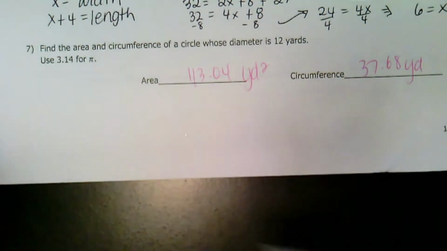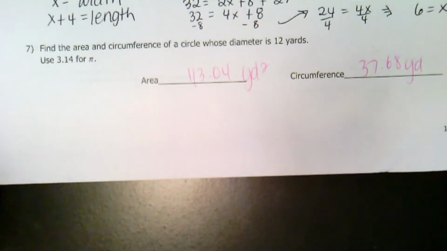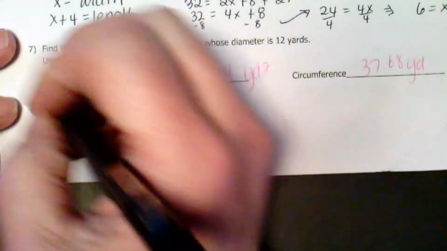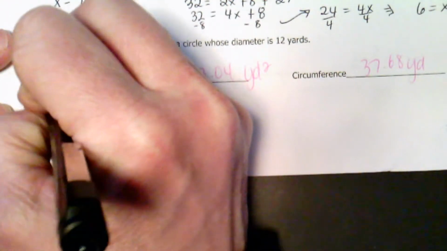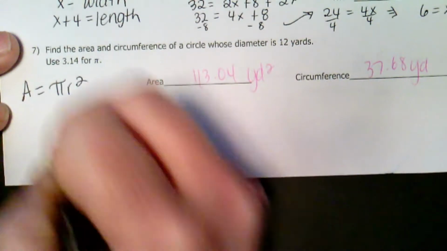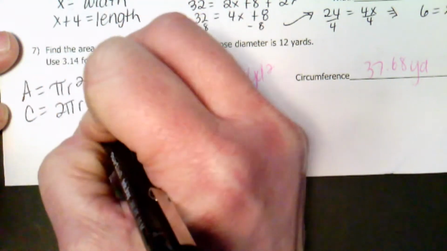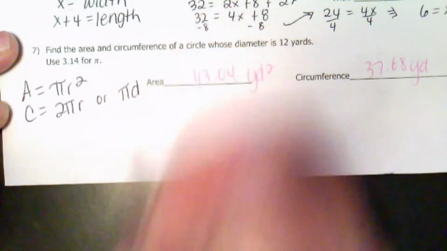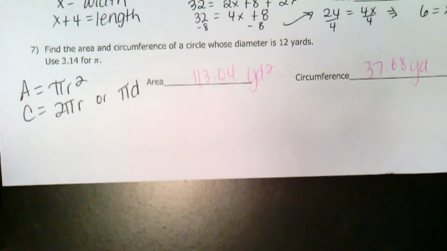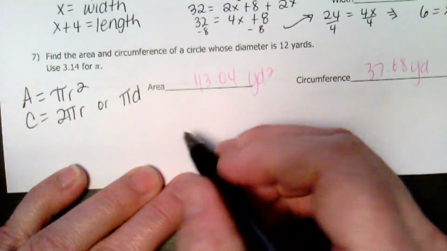Alright, find the area and circumference of a circle whose diameter is 12 yards. So area is pi r squared, and circumference is 2 pi r or pi d. Either one of those will give you the same answer. So let's go to our area first.